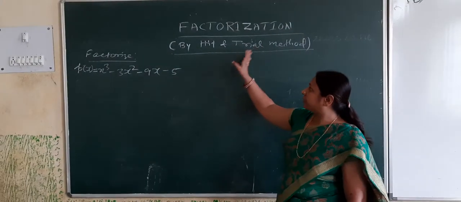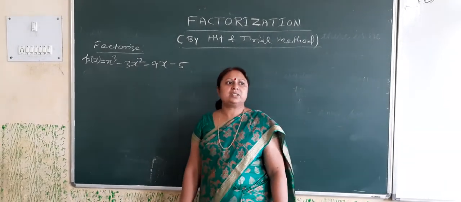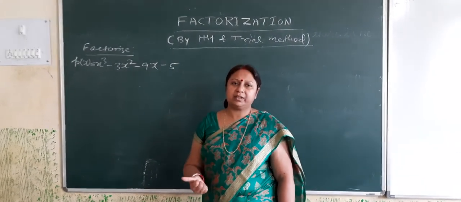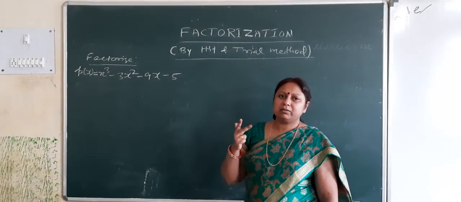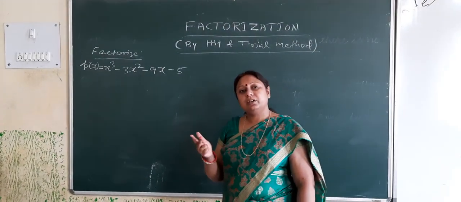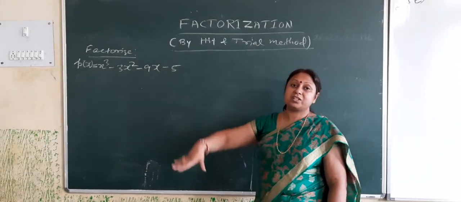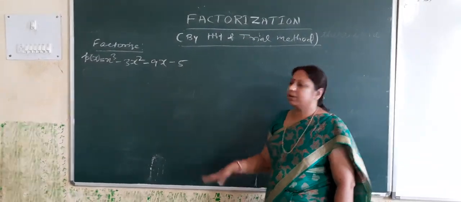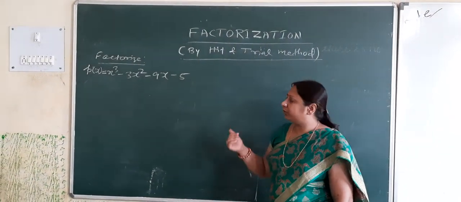Our today's topic is factorization by hit and trial method. As we know, the earlier methods of factorization are: the first method is by taking common factor. The second one is by using algebraic identities. Third one is by middle term splitting method, only for quadratic polynomial. And the last one is, if all these three methods flop, then we use hit and trial method to find the factors of cubic or more than degree three polynomials.